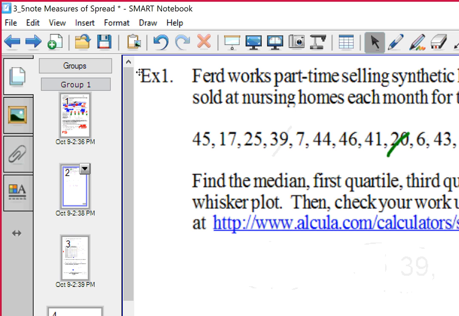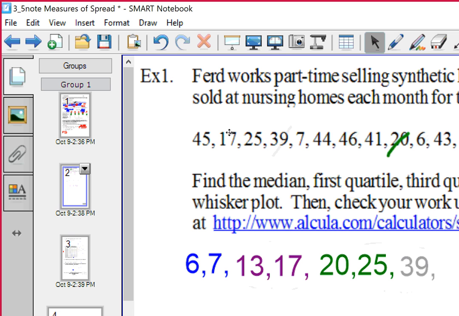So he has all this information, and what we normally have to do, if we have to find the median, the first quartile, third quartile, and interquartile range, and then display them in a whisker plot, the first thing we have to do is take our time and ensure that our information is listed. Now, basically the number of points here is an even number.